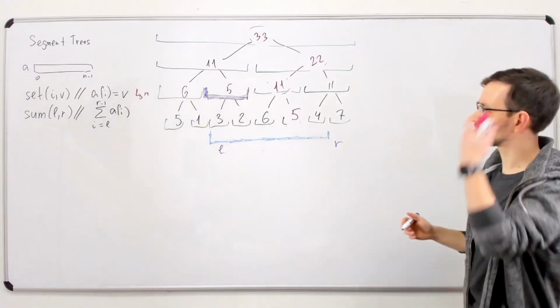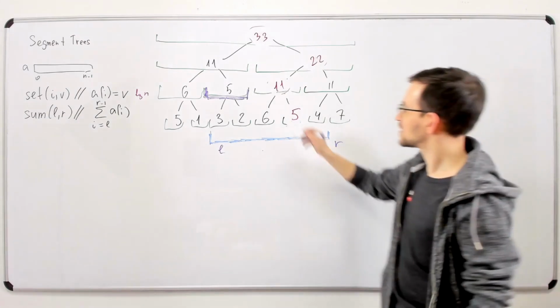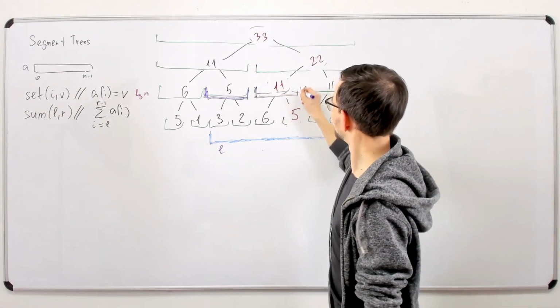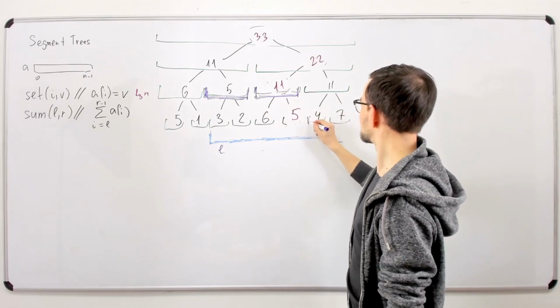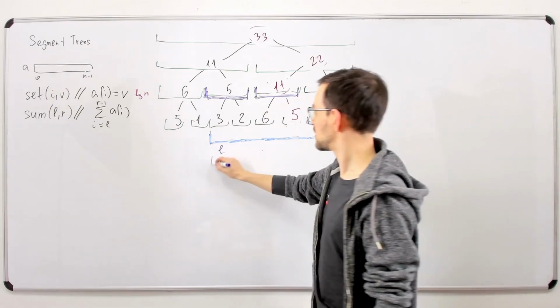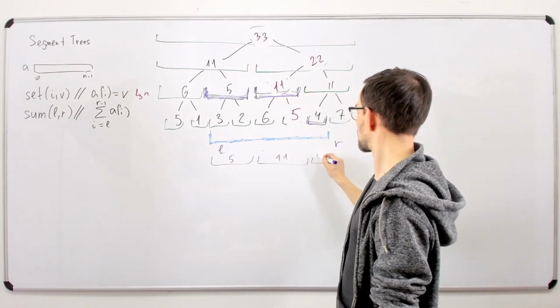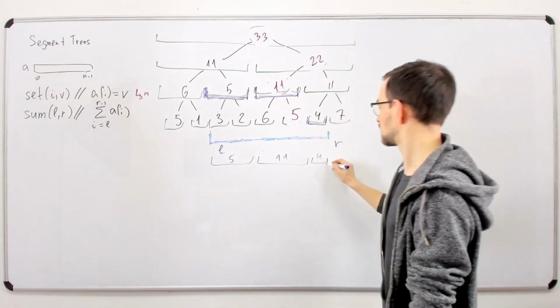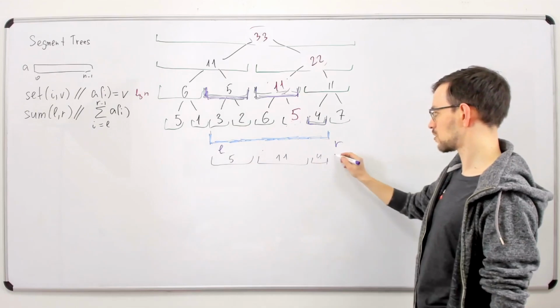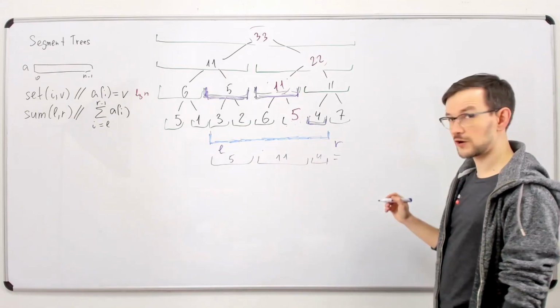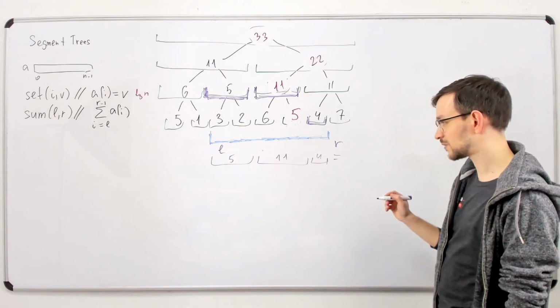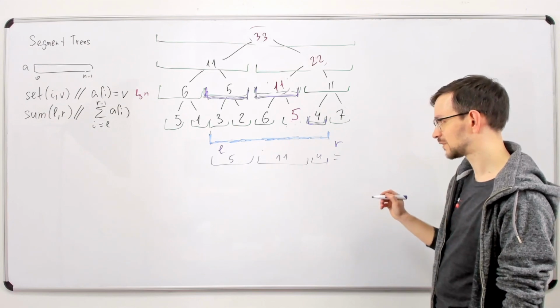Not exactly visible, but good enough. Plus this sum and plus this sum. So the sum here will be equal to 5, the sum here will be equal to 11, and here 4. So the total sum on this segment will be 5 plus 11 plus 4. Oh, arithmetic, my arch enemy. 20, right?